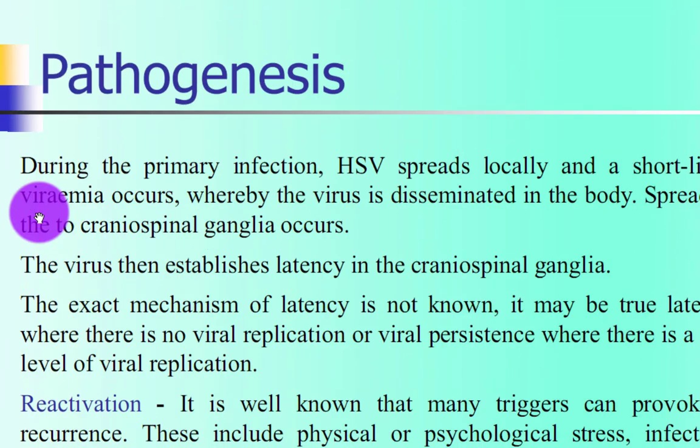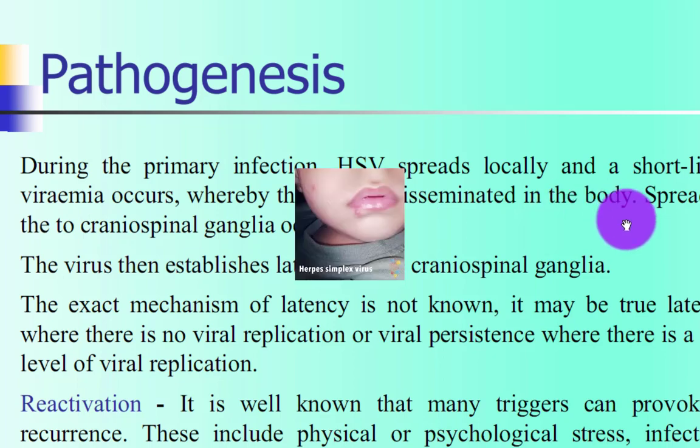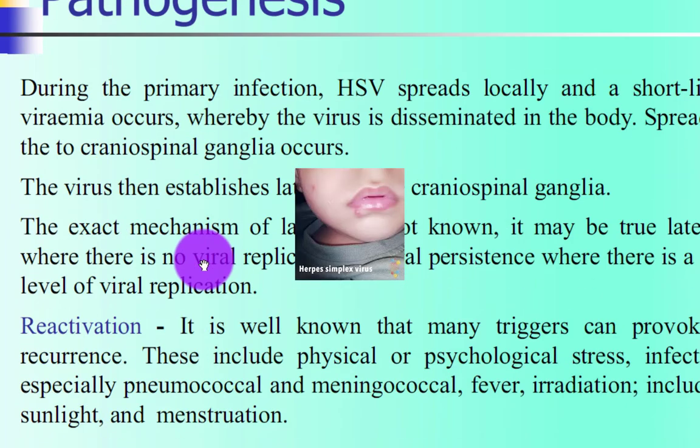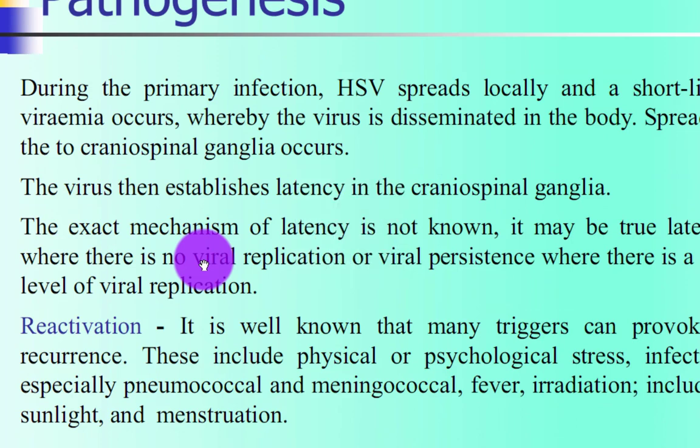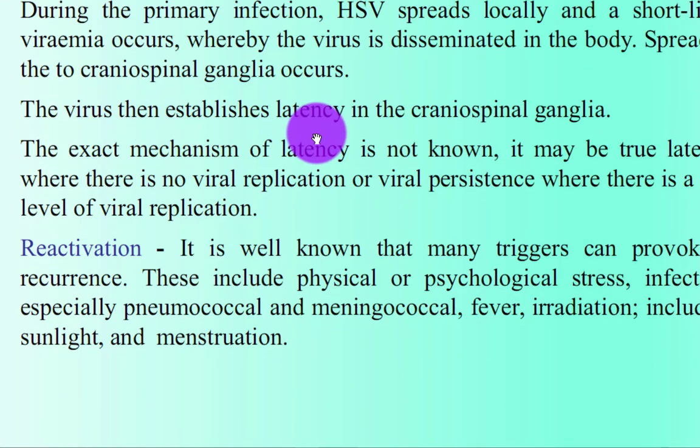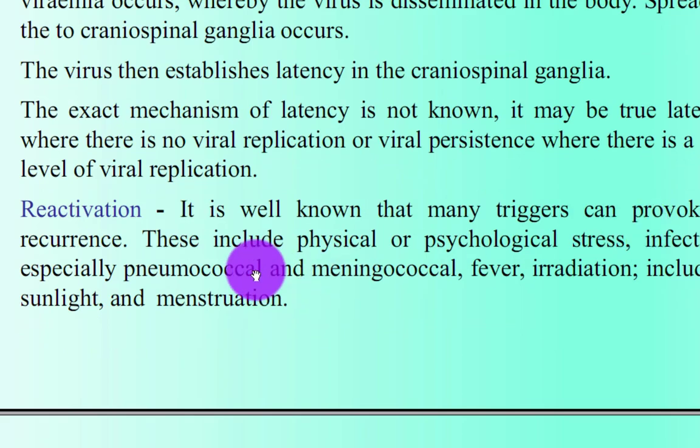Pathogenesis: during the primary infection, HSV is spread locally and a short-lived viremia occurs, whereby the virus is disseminated in the body, spreads to the craniospinal sensory nerves, and establishes latency in the craniospinal ganglia. The exact mechanism of latency is not known. It may be true latency where there is no viral replication, or viral persistence, where there is a low level of viral replication.